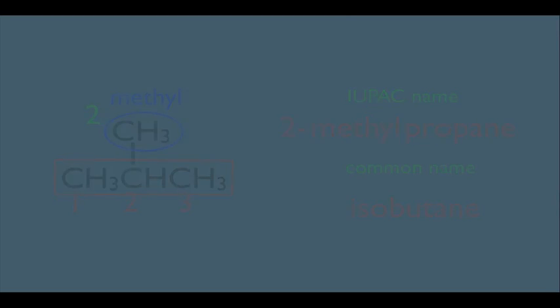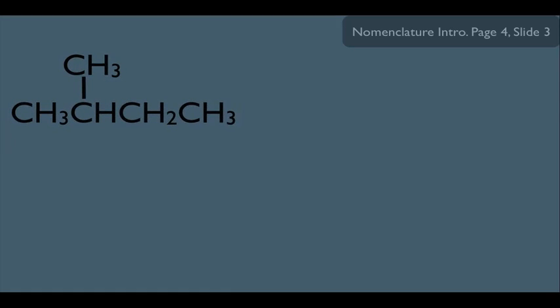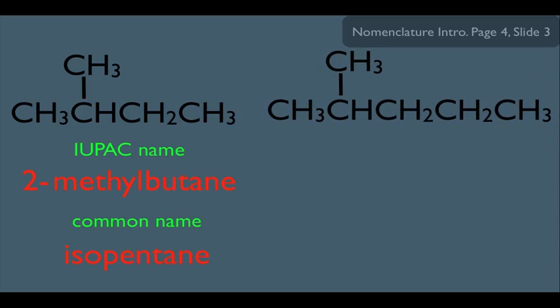So let me show you some other examples of this. Let's first get the IUPAC name of this molecule. Notice it's 4 carbons long and it has a methyl on carbon 2. So its name would be 2-methylbutane. Its common name happens to be isopentane. This molecule right here, if we were to name it, notice it's 5 carbons long and it has a methyl on carbon 2. That would make its IUPAC name 2-methylpentane. Its common name is isohexane.